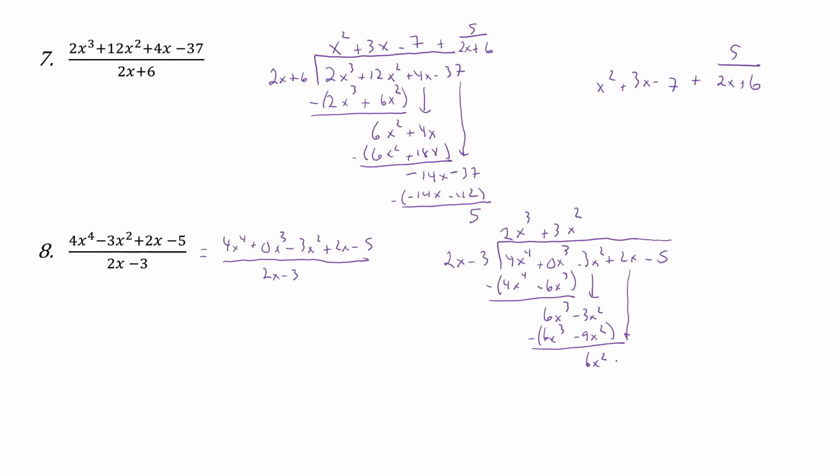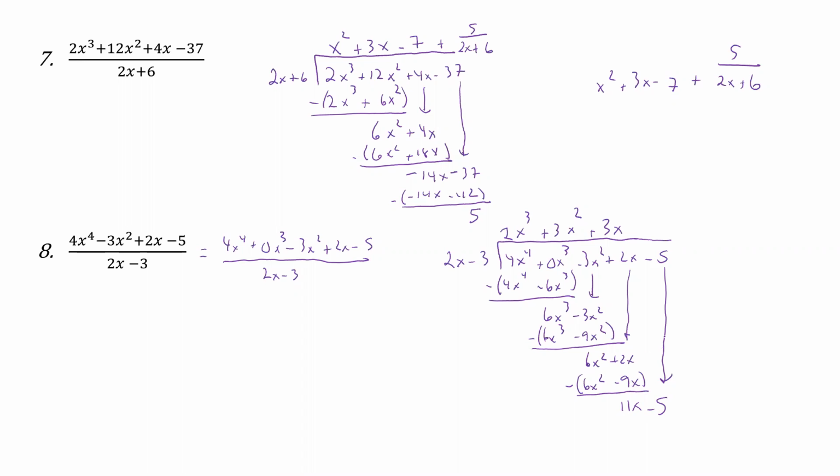So that subtracts. Minus 3 plus 9, so it's going to give us 6x squared. Now we're going to bring down plus 2x. So 2x times what gives us 6x squared? So that's going to be a 3x. That's going to give us 6x squared. And then minus 9x. Subtract that. So 2 plus 9, that's going to give us 11x. And now we bring down our minus 5.